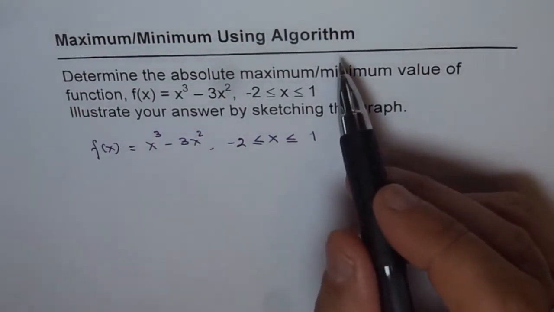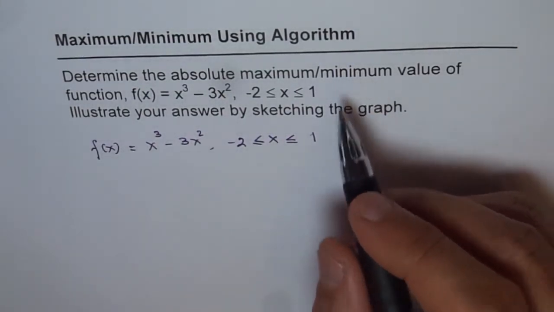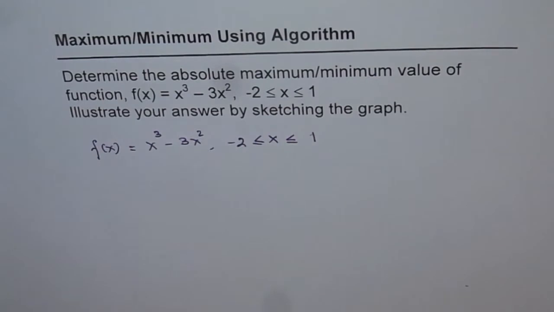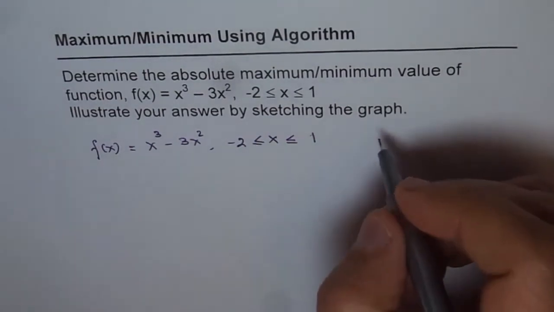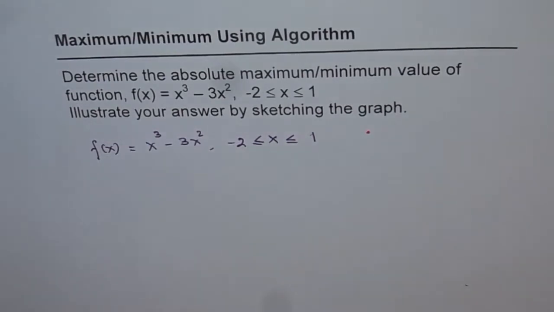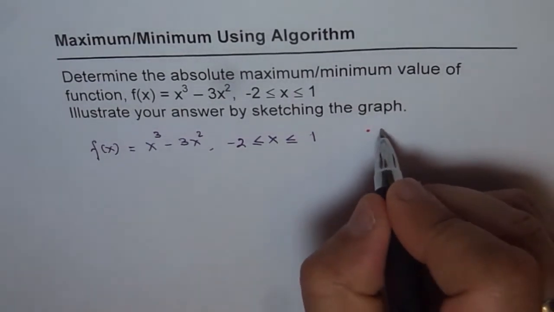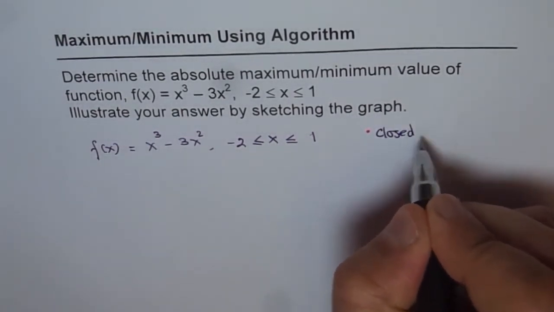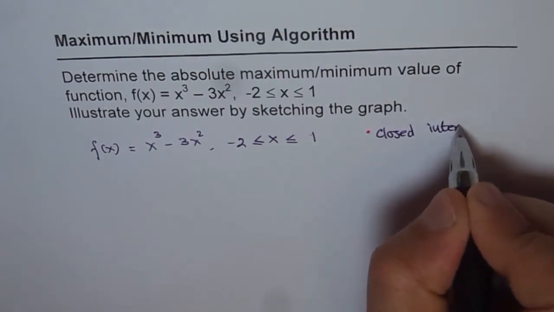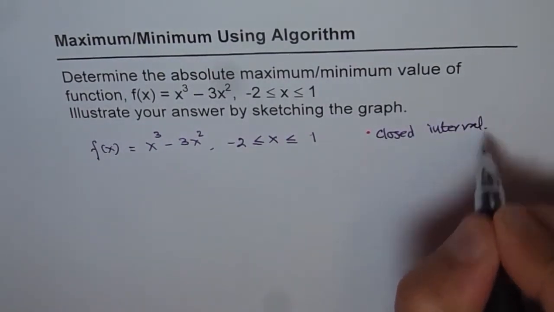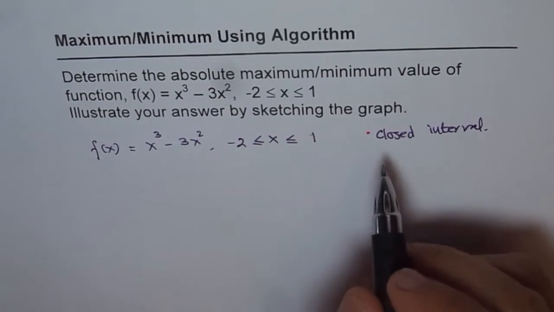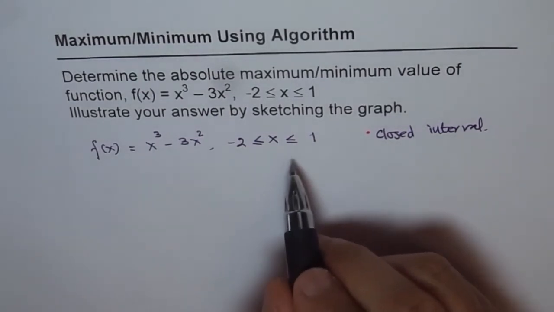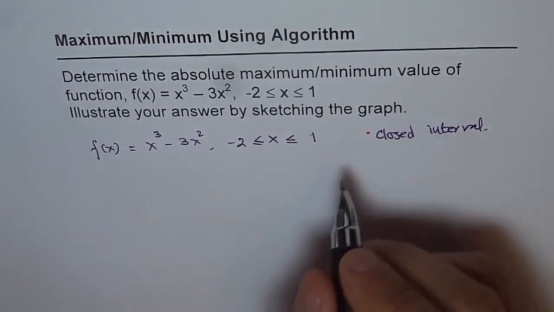Now this algorithm for finding maximum and minimum is applied in a closed interval. So that's a good thing. First thing is where it is applied and when. It is always applied in a closed interval as given here, right? So in the interval given to us, let me explain with reference to the given question.